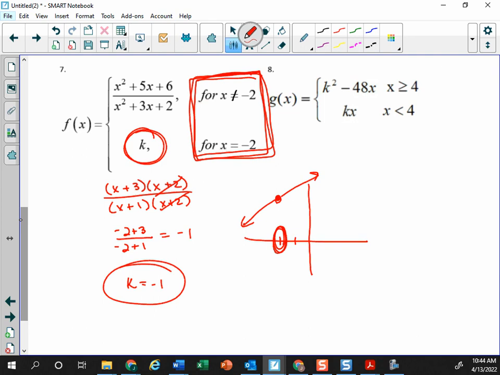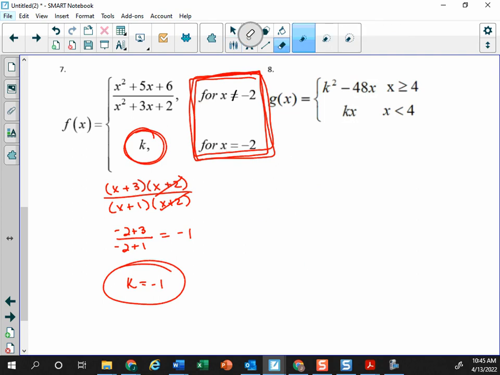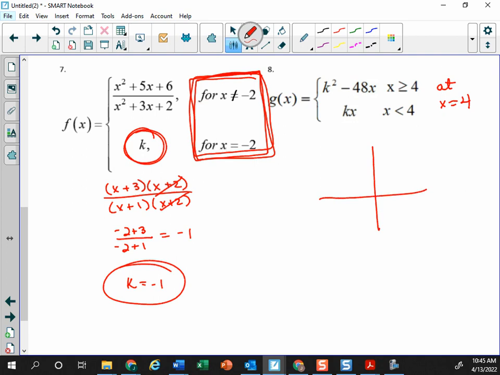Okay? All right. Try number 8. Same idea. You're finding k. I want you to make it continuous at x equals 4. So again, you've got two pieces. You need those pieces to run into each other. You need one of them to fill in the hole of the other one so that it's a continuous function. Try it out.